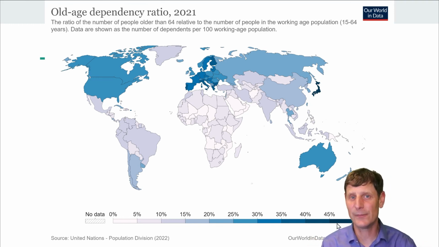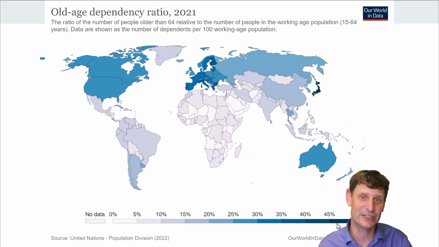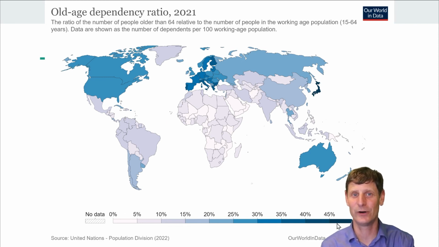This is a different problem because at the end of life here, these people have their own expensive needs, in particular medical care. And that's a challenge, especially when the generations coming up are not as large. And so that makes this dependency ratio worse.